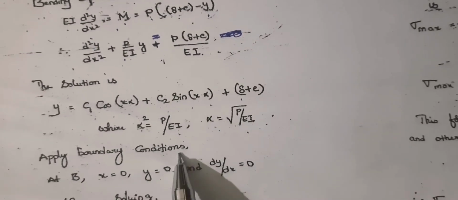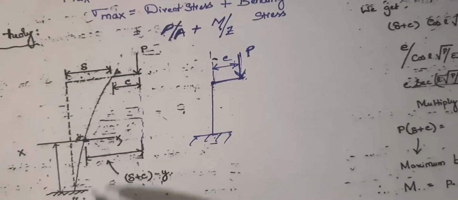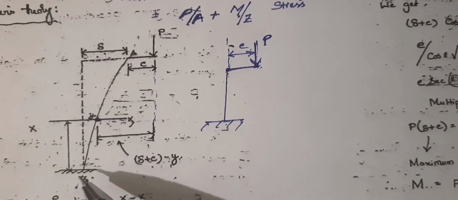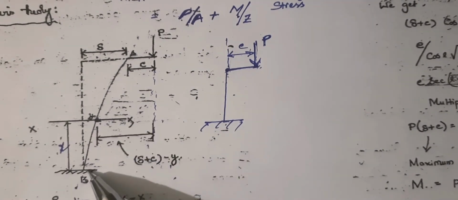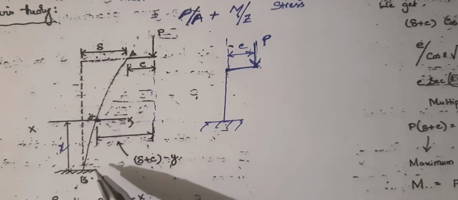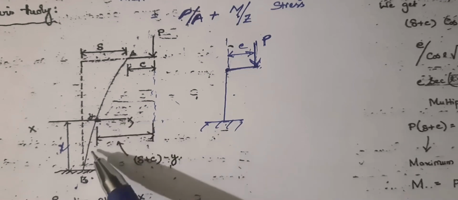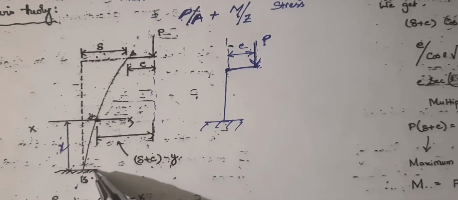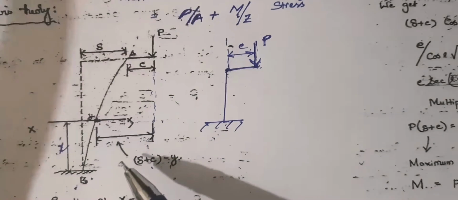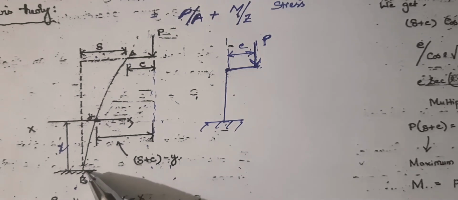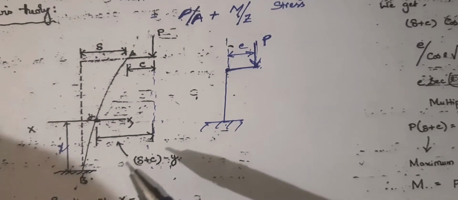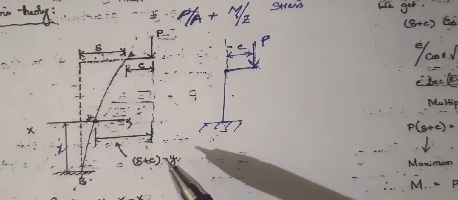Now apply boundary conditions. See here, this is a fixed end. So when the section is at a distance x, when x equals 0, this section is going to be here. So when x equals 0 at B, what is y? It is going to be 0. And what is dy by dx, the slope? 0. So we have two conditions. At x equals 0, deflection is 0. And at x equals 0, slope is 0. Slope is nothing but dy by dx. So we have two boundary conditions now.